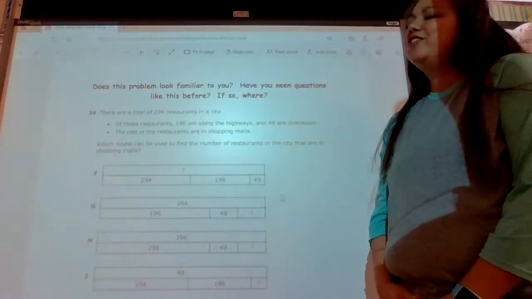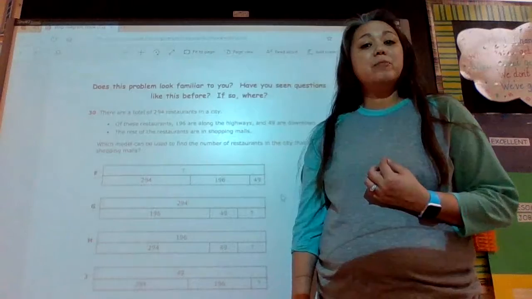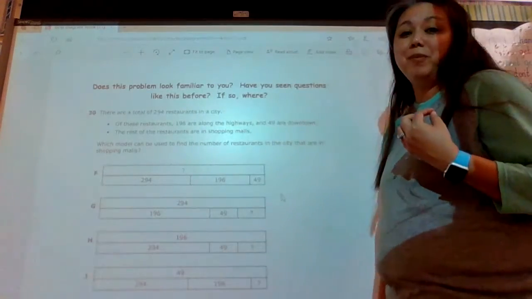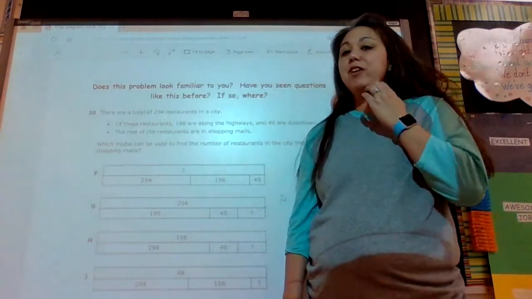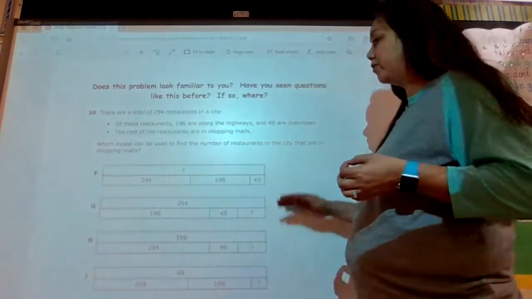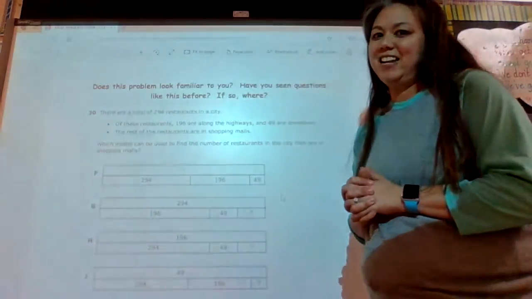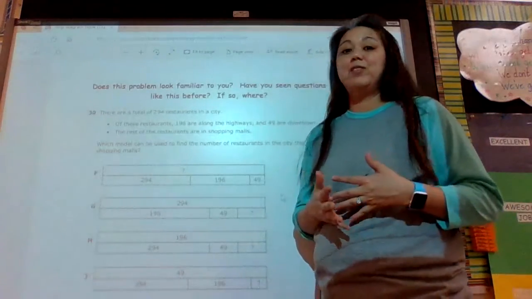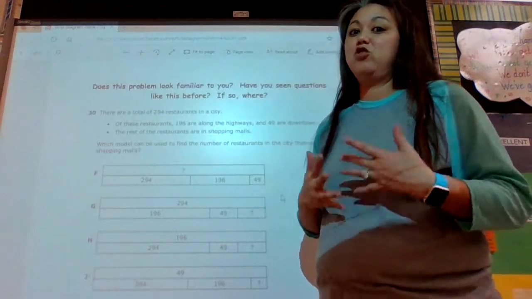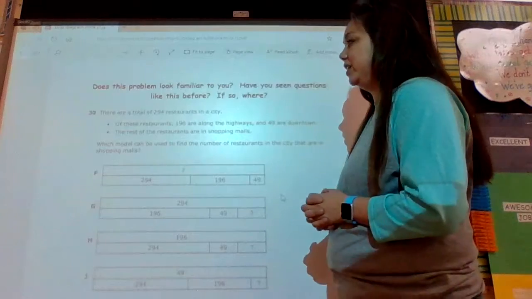I bet you figured this out. This looks familiar because this is the third grade problem, and I pulled this up from a released STAAR test from the third grade. So this is something that you have seen in the past, okay? So you worked with strip diagrams. So guess what we're going to be talking about today? Strip diagrams and how to read them.